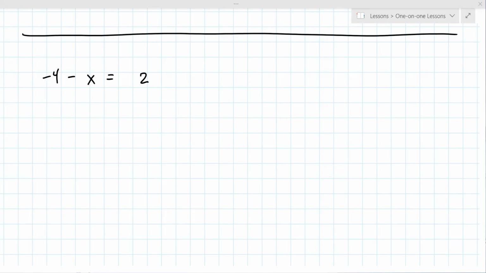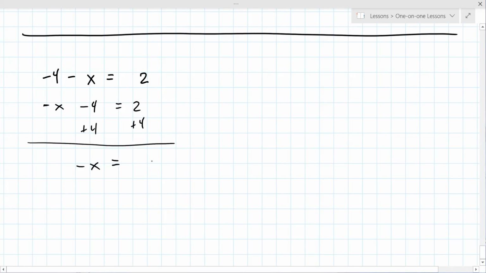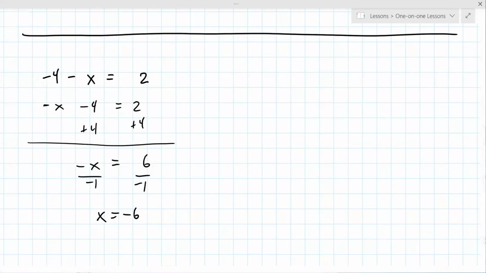All right, I think I got my answer. Okay, so like I mentioned before, you just reposition these. Minus x minus 4 equals 2. Add 4 to both sides to undo subtraction. Minus x equals 6. Divide by -1. X equals -6. That's what I got. Great.